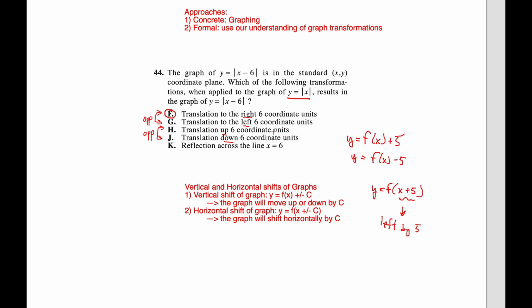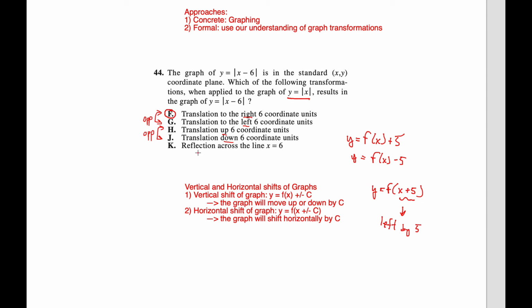As far as H and J, those incorrectly apply the type of shift that we're doing. So it's possible to look at this and think it's like a linear equation or something instead of this absolute value, and mistakenly think that we're doing a vertical shift.